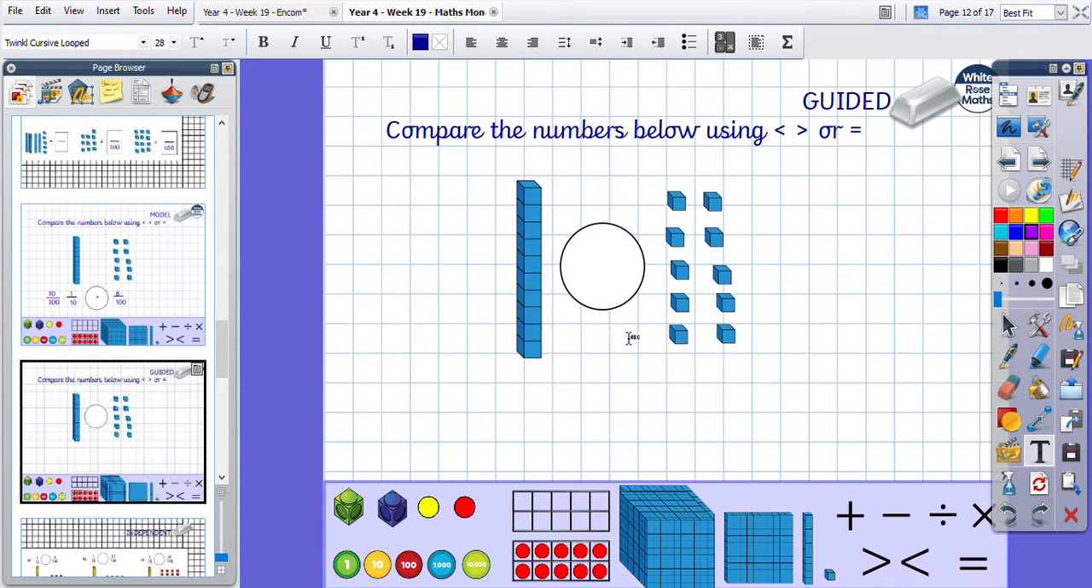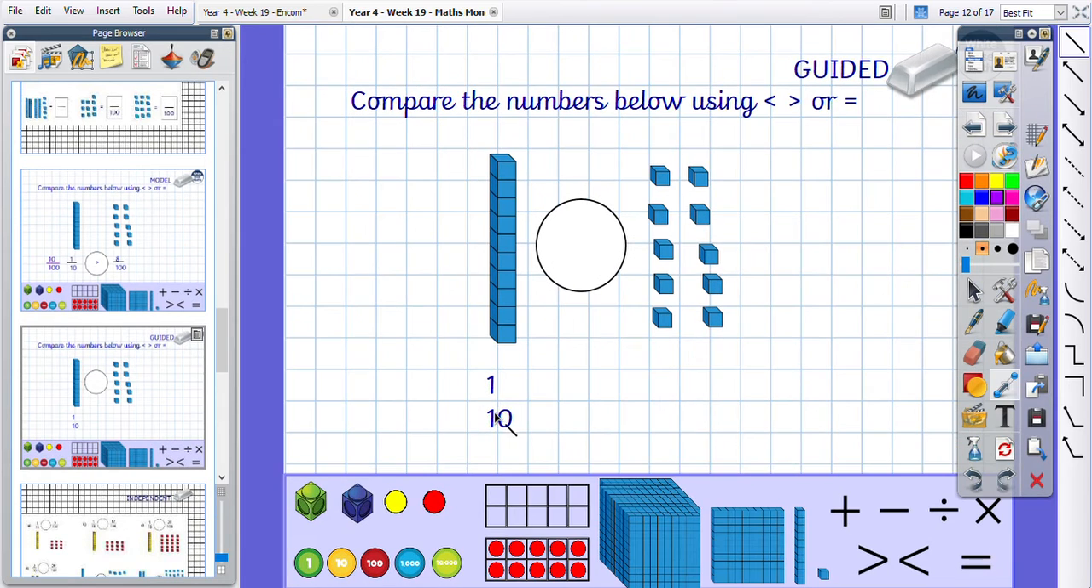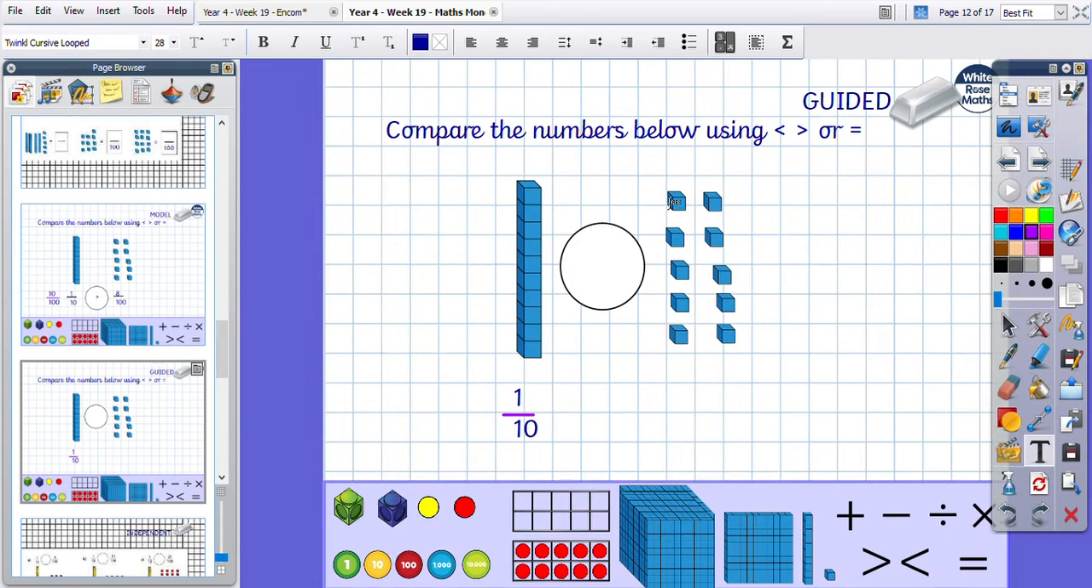Okay, another one then. If I'm comparing these fractions, I need to first of all show what the fractions are. So I know that this again is 1/10. And I know that the fraction to the right is 2, 4, 6, 8, 10/100ths.